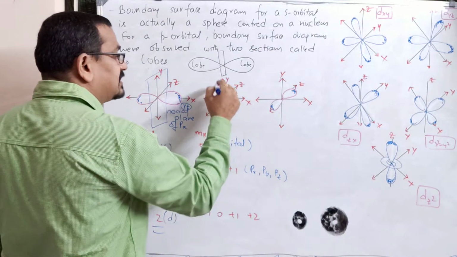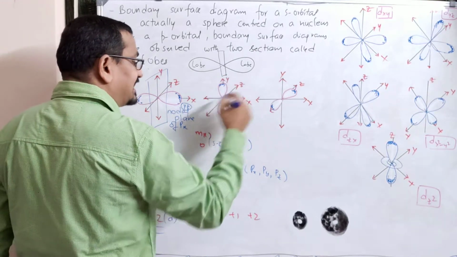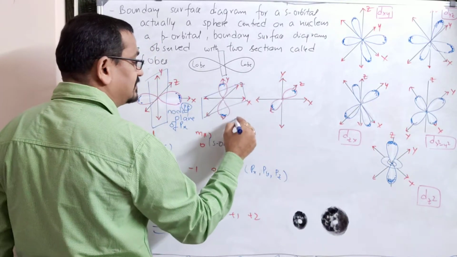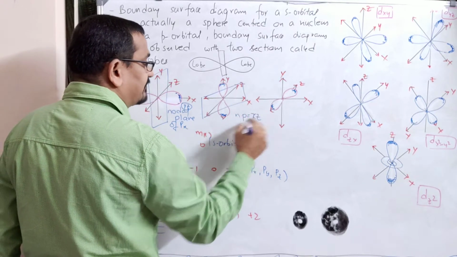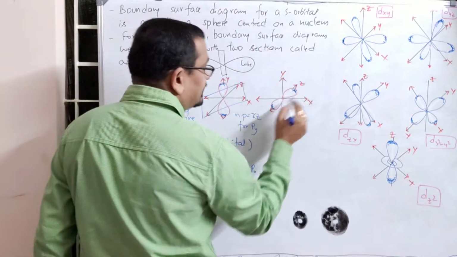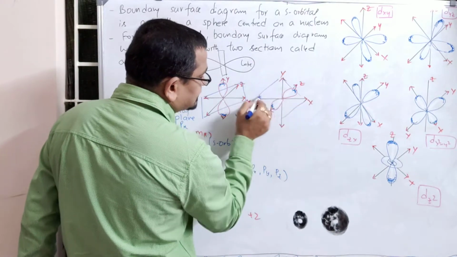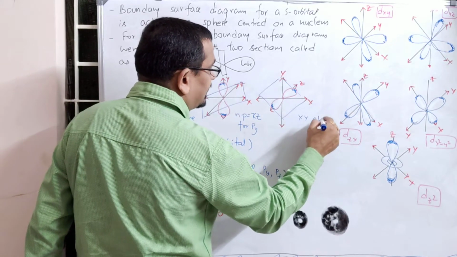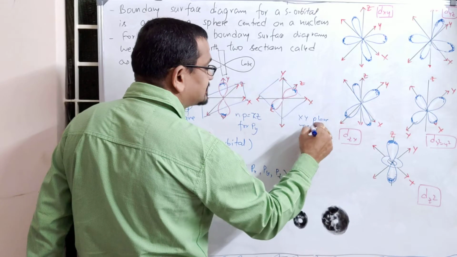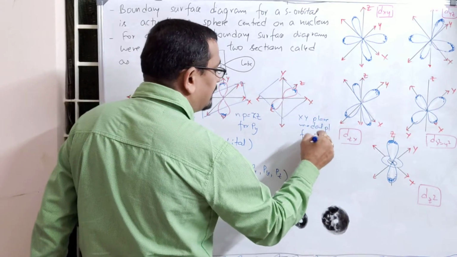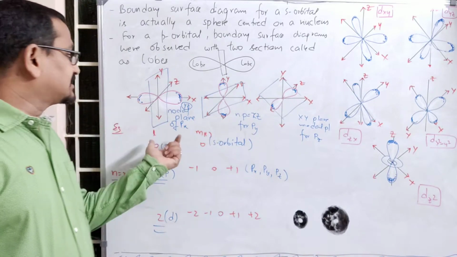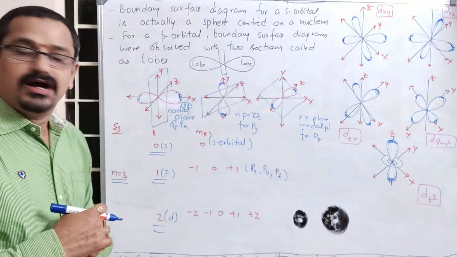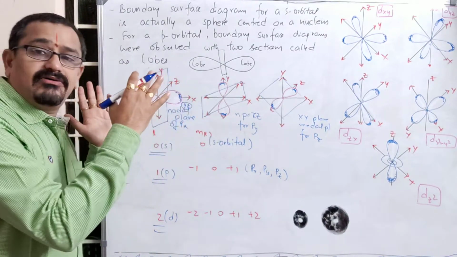The same way, for another p orbital, py, the xz plane passing through the nucleus is said to be the nodal plane. So the nodal plane is xz for py. And for a pz orbital, the plane passing through the nucleus is the xy plane, called the nodal plane for pz. In this way, px has one nodal plane, py has one nodal plane, and pz has one nodal plane. Okay, this is about the p orbital.